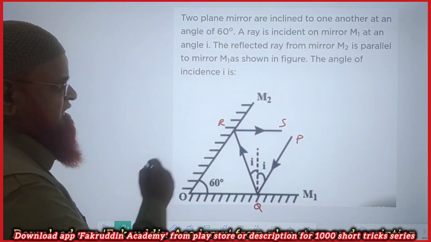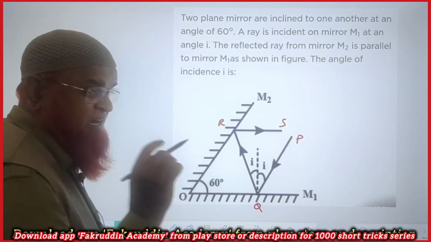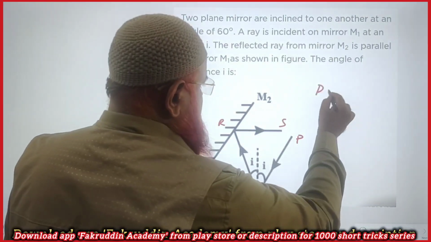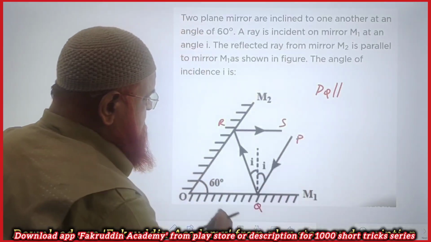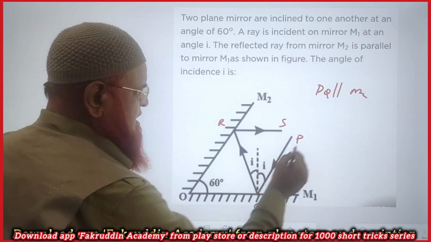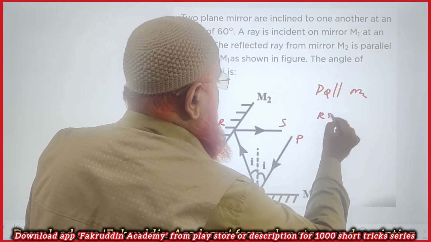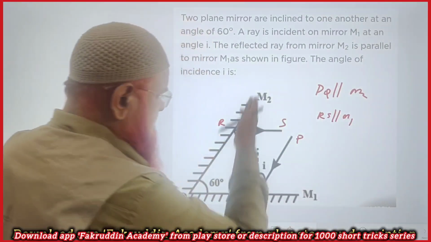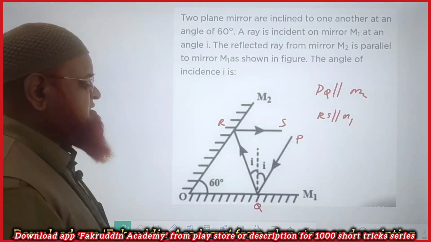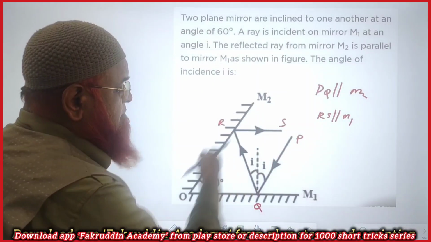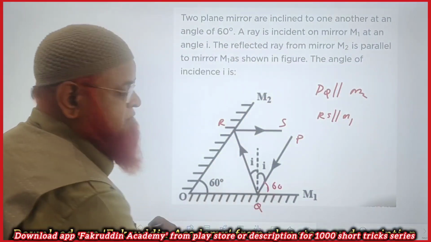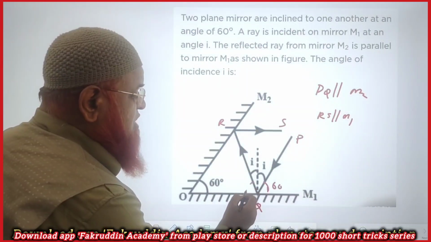It's a very simple logic here. But in the problem, there is one condition given. If you understand that condition, it will be easy for you. The condition is PQ is parallel to mirror M2, and RS is parallel to mirror M1. These two are parallel and these two are parallel. I said that if these two are parallel, if this is 60, then this is also 60. And if this is 60, this is also 60.